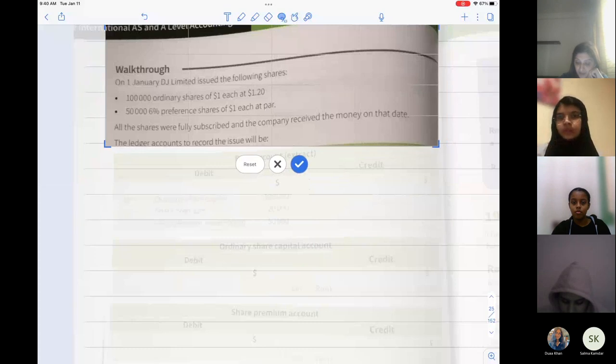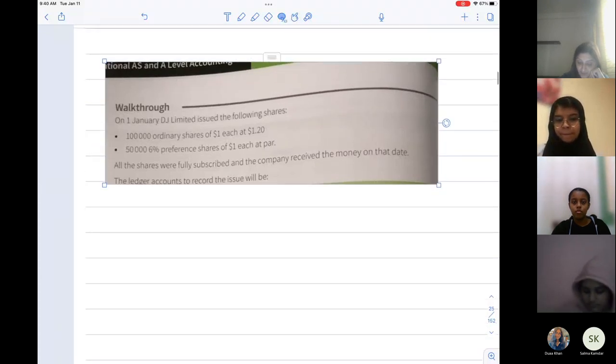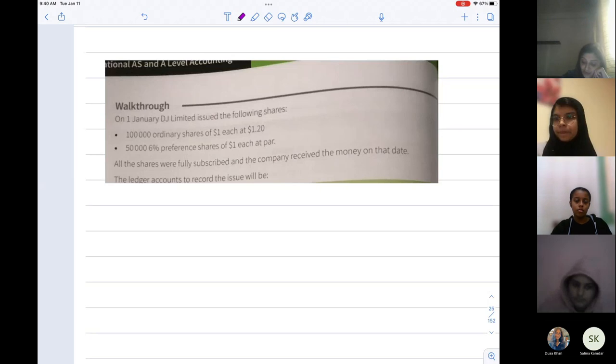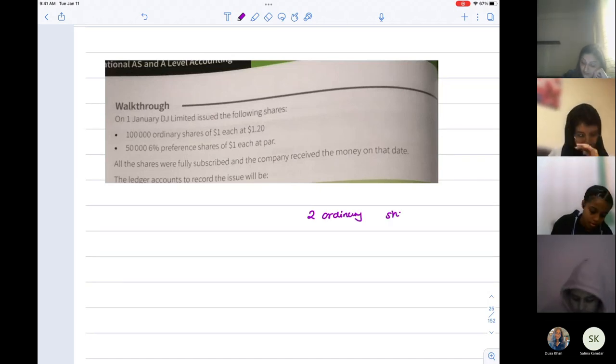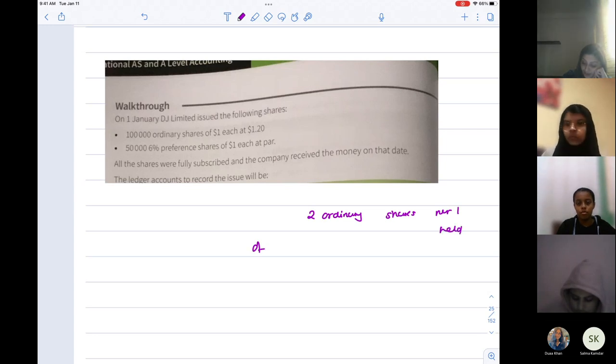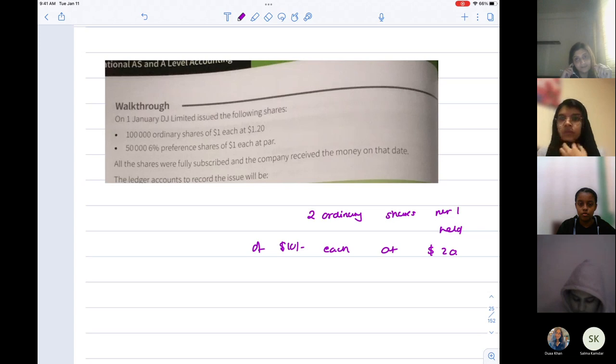If it's a question, I'll just write and give it to you. Suppose you give a rights issue of two ordinary shares per one held, of $10 each, at $20. In that case, bank is debit, share capital is credit, and share premium is credit.